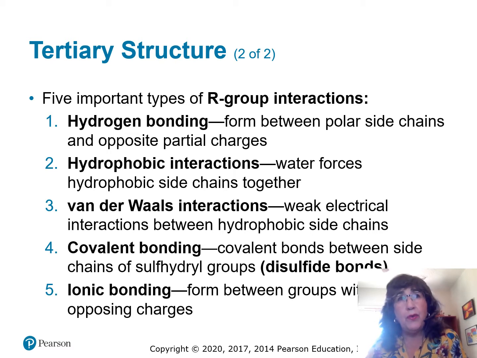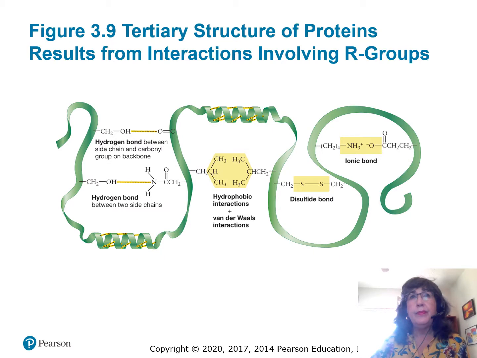Number 2 is hydrophobic interactions. 3 is van der Waals interactions. 4 is covalent bonding. And 5 is ionic bonding. If you look at all of these types of interactions, you are already familiar with all of them except for number 3, the van der Waals interactions. And this refers to weak electrical interactions between hydrophobic side chains. So you already know that hydrophobic is water hating. So these are chains that actually share their electrons equally.